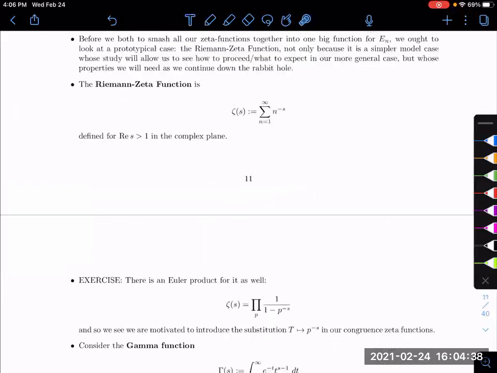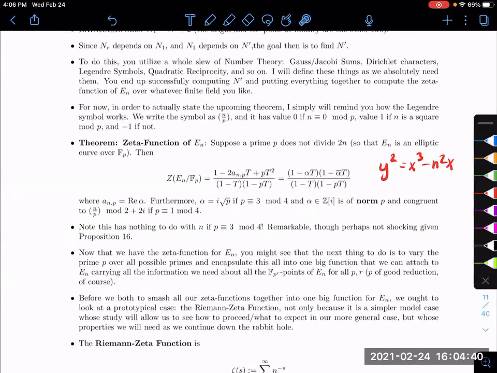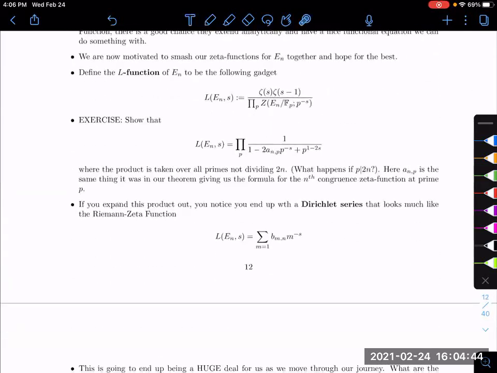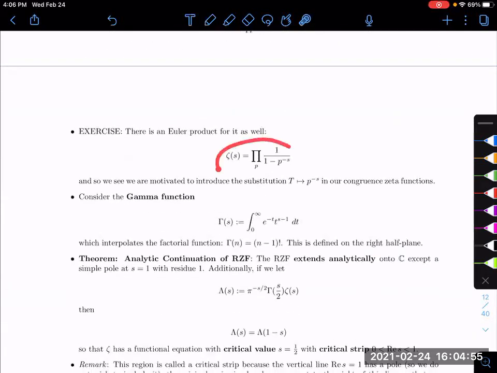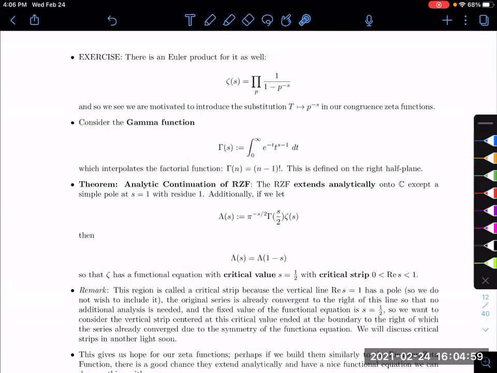In the original zeta function, it's a function of a complex variable t. We replaced t by p to the negative s, where s is a complex variable, so that we would end up with a nice Euler product type formula like we get up here with the Riemann zeta function. We were motivated by this formula for the zeta function to introduce that substitution.